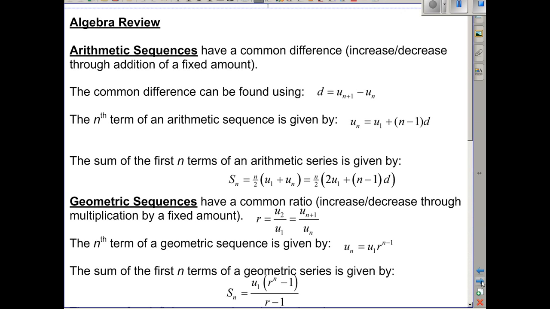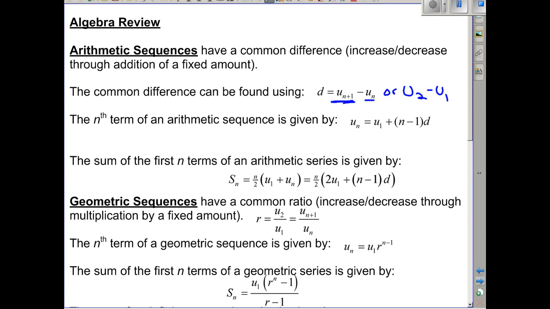Okay, arithmetic sequences are sequences that have a common difference, which means they go up or down by a fixed amount through addition. So the sequence 2, 3, 4, 5 would be a pretty straightforward arithmetic sequence. It's got a common difference of 1. If I wrote it as 5, 4, 3, 2, etc., then you're looking at still an arithmetic sequence, but here the difference has changed. The common difference would now be -1. The common difference is found by taking the n plus 1th term and subtracting the nth term, or in simplest language, the second term minus the first.